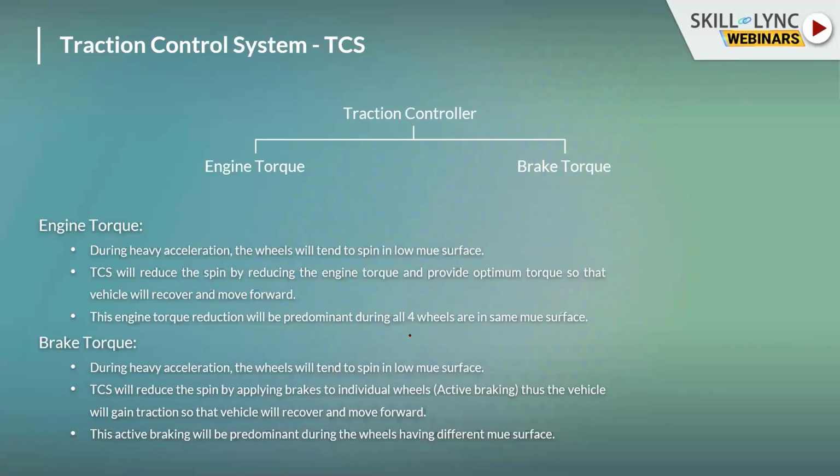And for the brake torque, what happens is, if the vehicle is in different mu conditions, consider the left and right wheels are in different mu conditions, at that time the traction is not gained, and one wheel alone is spinning.